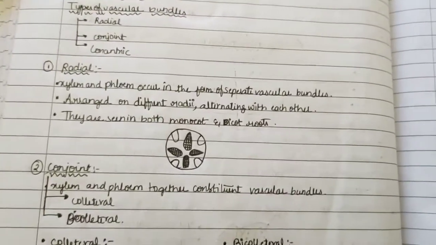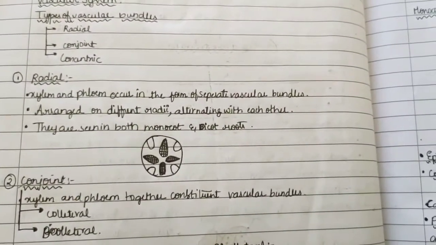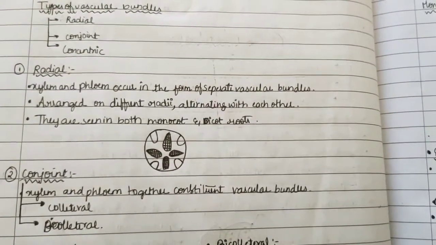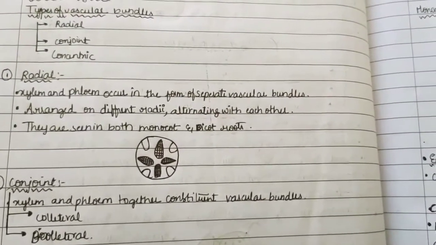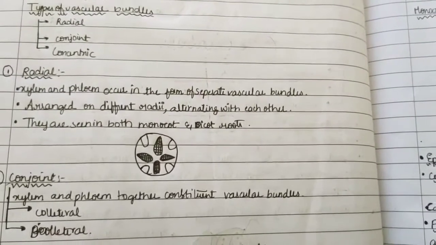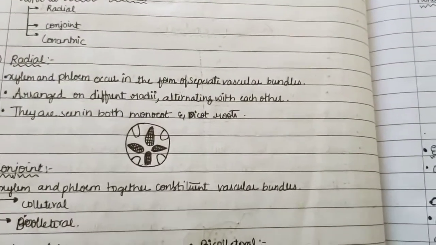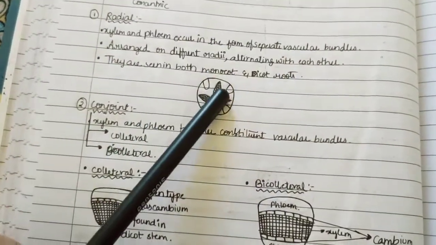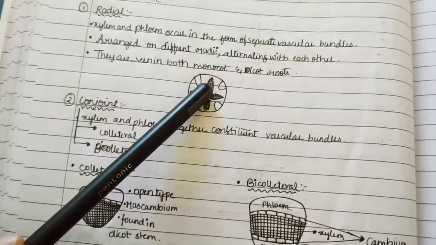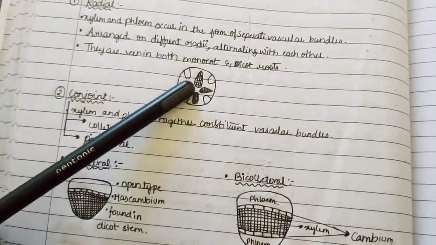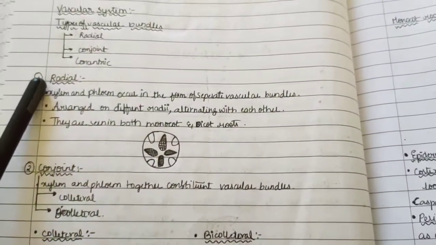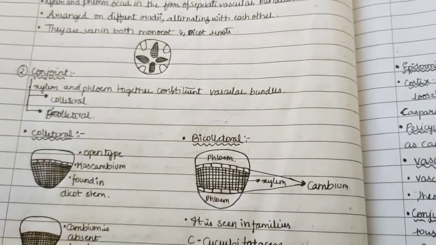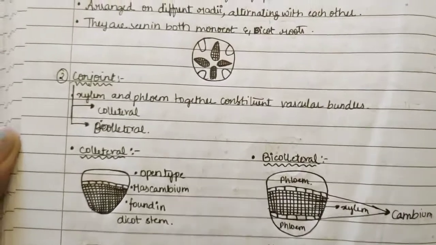Now let us discuss the vascular system. Types of vascular bundles: radial, conjoint and concentric. First is radial. Xylem and phloem occur in the form of separate vascular bundles. They are arranged on different radii, alternating with each other. They are seen in both monocot and dicot roots. Here you can see this is xylem, this is phloem. They are on different radii and arranged alternately, so it is known as a radial vascular bundle.